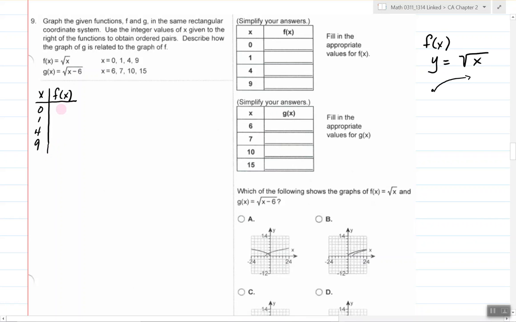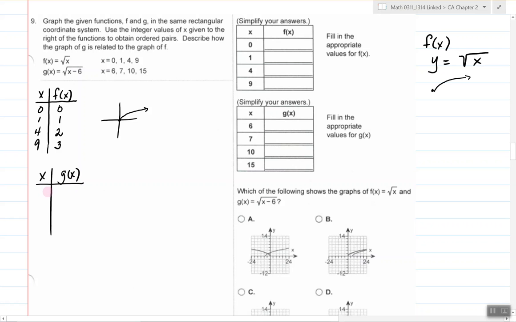The square root of 0 is 0. The square root of 1 is 1. The square root of 4 is 2. The square root of 9 is 3. So the first graph is going to look the same. It's going to have a point here and it's going to be a slight branch. But let's look at the second one. We have x and g of x.